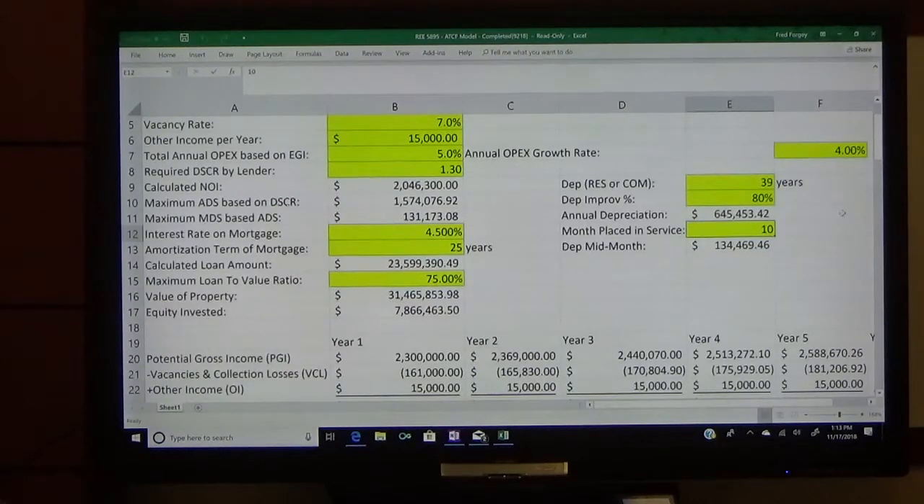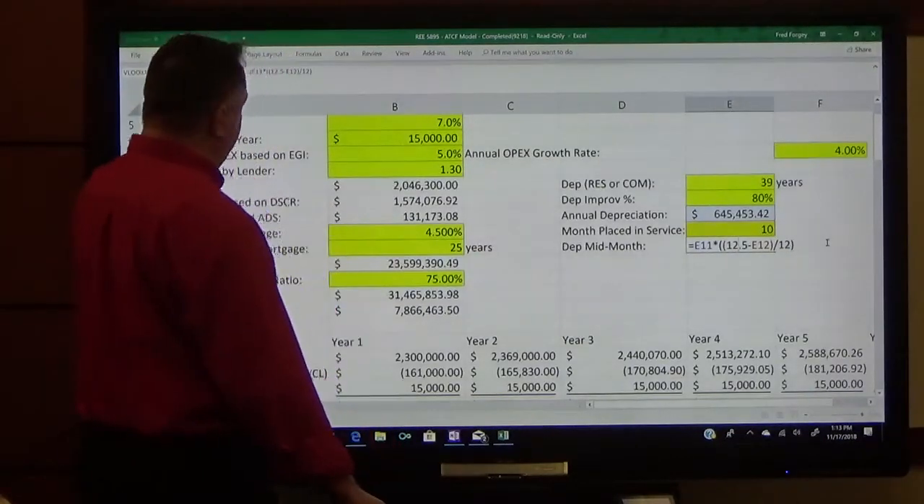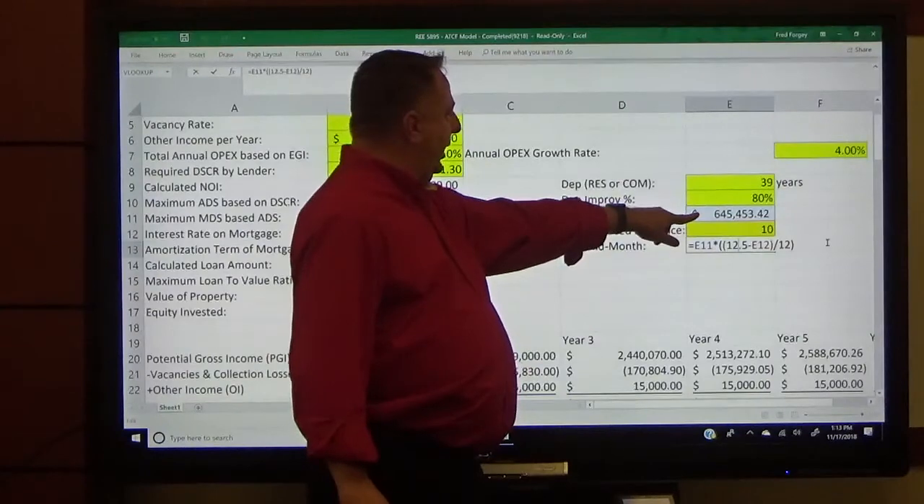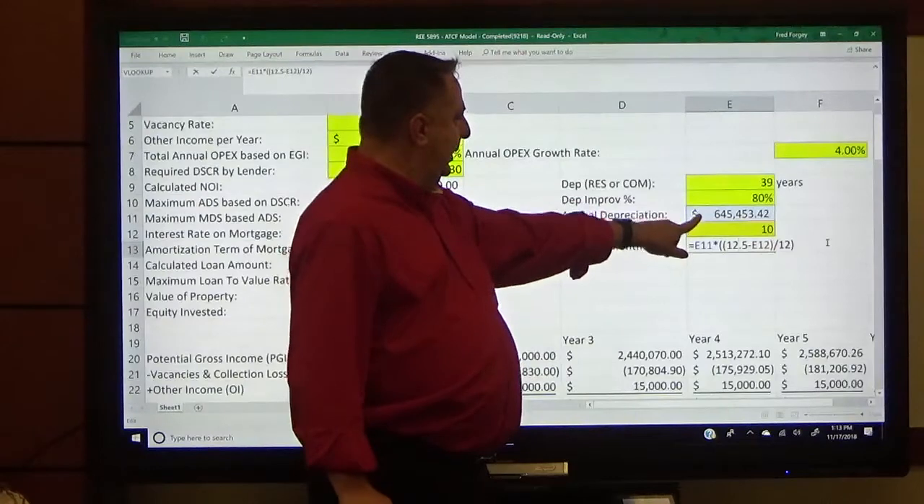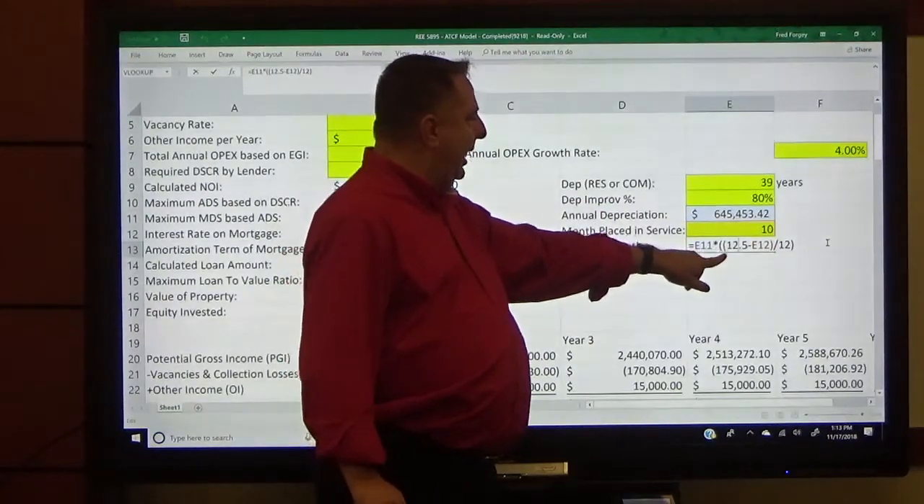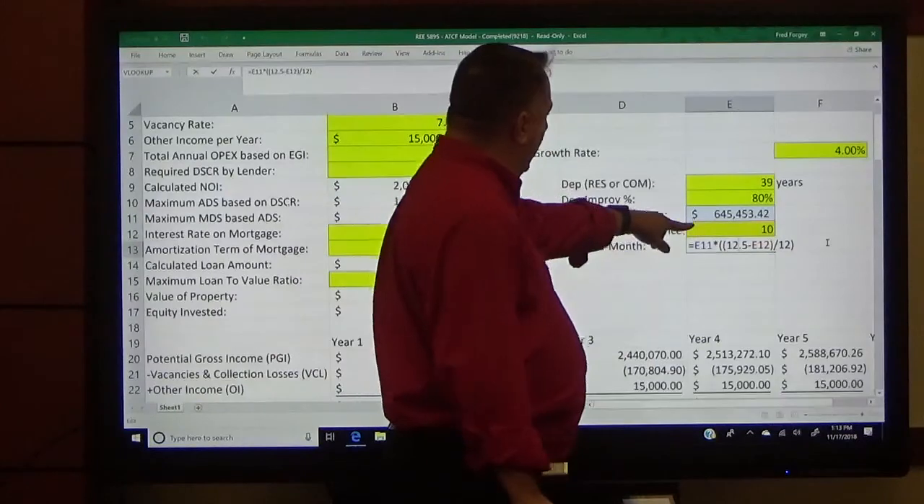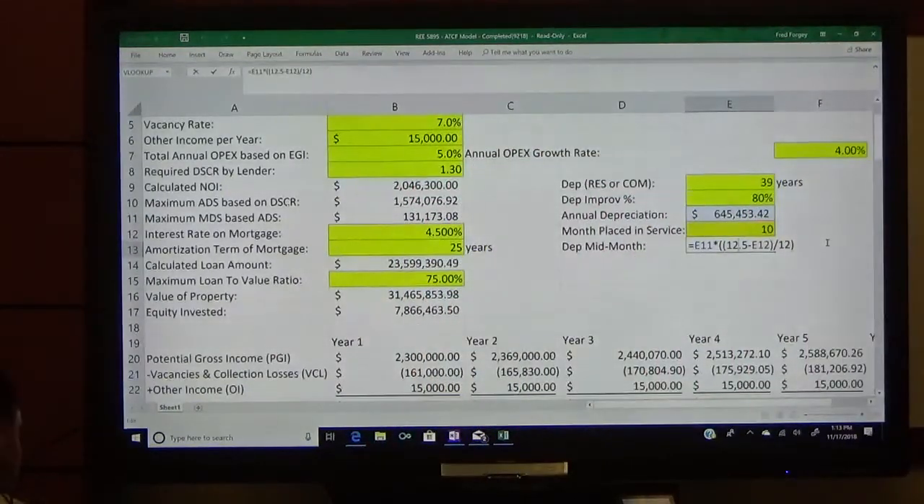Yes or no? Okay, now, let's go over here and go right below that into the cell for the mid-month and see what is done. A little bit of logic gets applied here. What you're going to do is take the annual depreciation number, the $645,000, and then multiply it by, in other words, the formula is going to work like this.